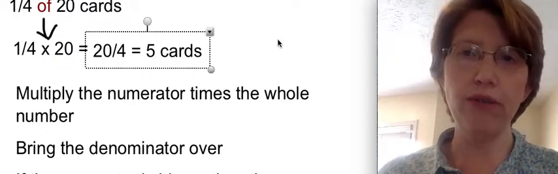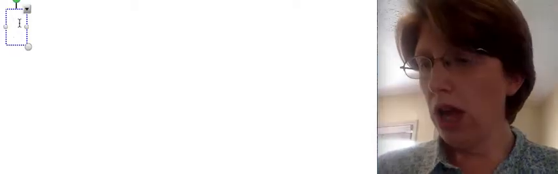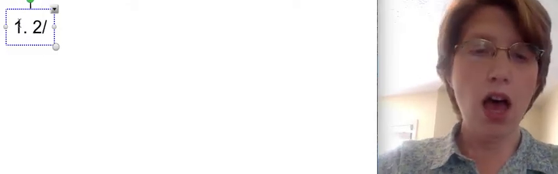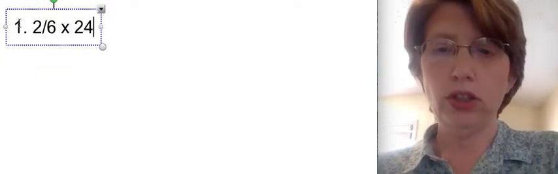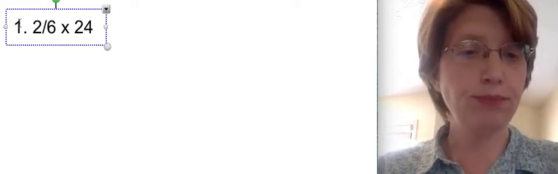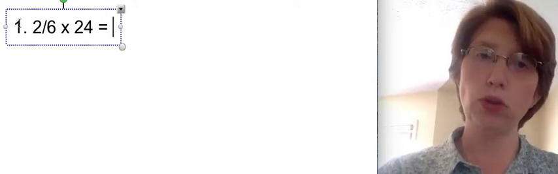Okay, so let's look at a few of these together, just to make sure you're on the same page as I am. Number 1, Miles had 24 basketball cards. Miles told Trent that he could have 2/6 of his cards. Of, so I'm going to multiply his cards, which was how many cards? 24. How many basketball cards did Miles give Trent? Okay, so 2/6 of 24 is 2/6 times 24.